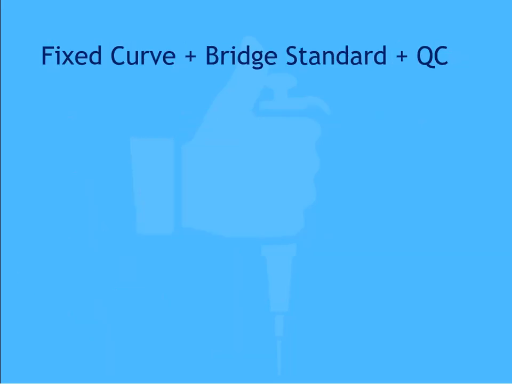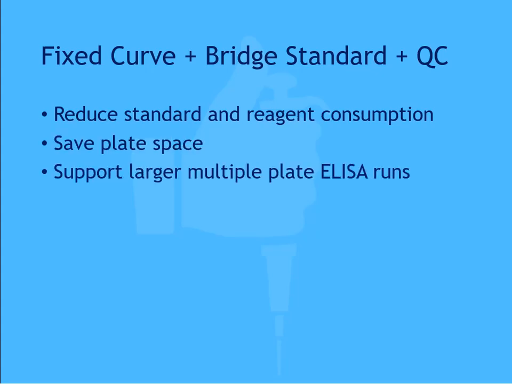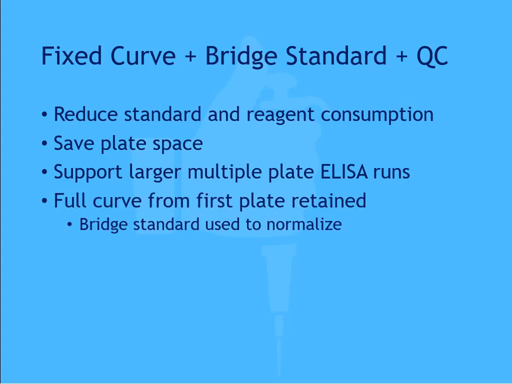The fixed curve and bridge standard approach can be a useful way to reduce standard and reagent consumption, save plate space, and support larger multiple plate ELISA batches. The key point is that subsequent plates are not fitted with a new 4PL curve from the bridge standard. Instead, the full calibration curve from the first plate is retained, and the bridge standard is used to normalize each additional plate back to that reference curve.